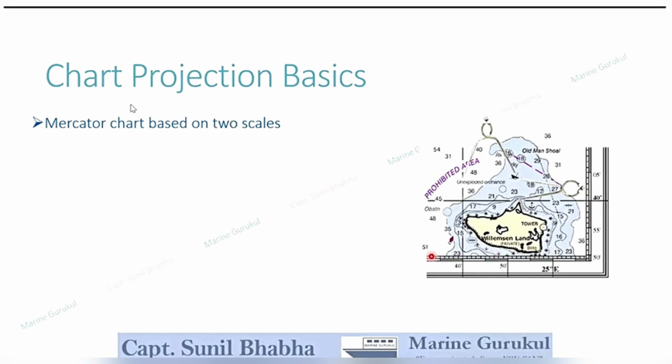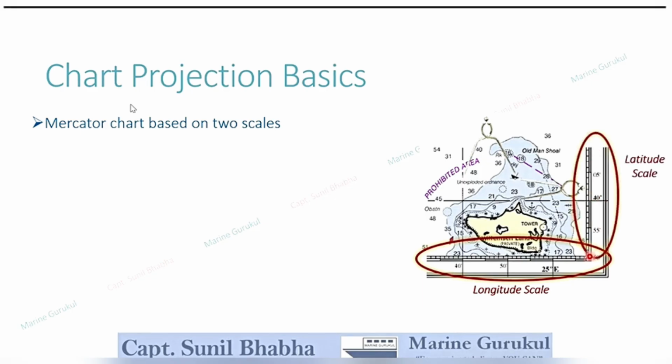Now a Mercator chart is constructed on the basis of two scales. You see one of the scales, the horizontal one at the bottom of the chart, is known as the longitude scale. And you see a vertical scale also on the right side of the chart. The vertical scale is the latitude scale.